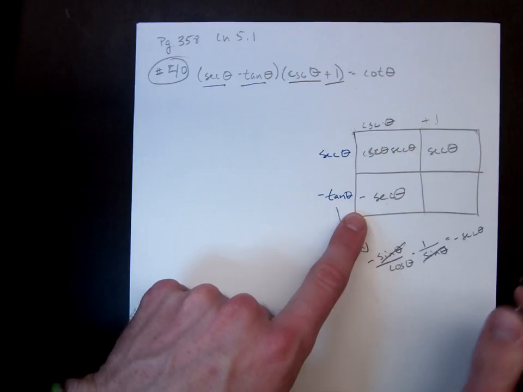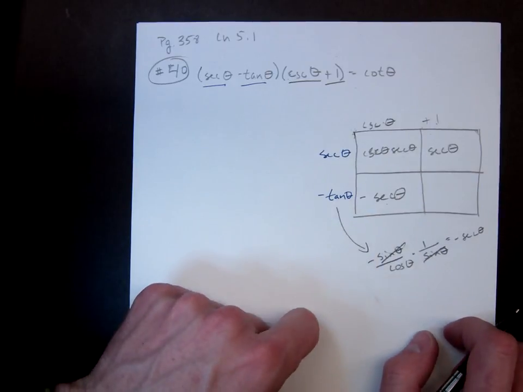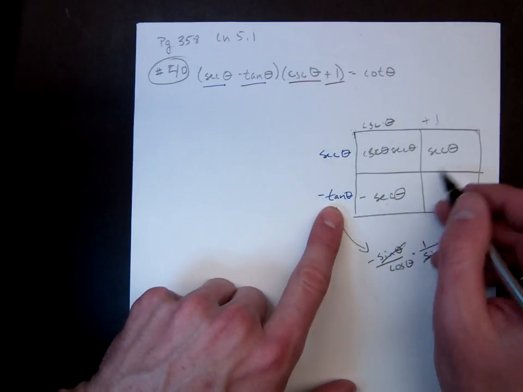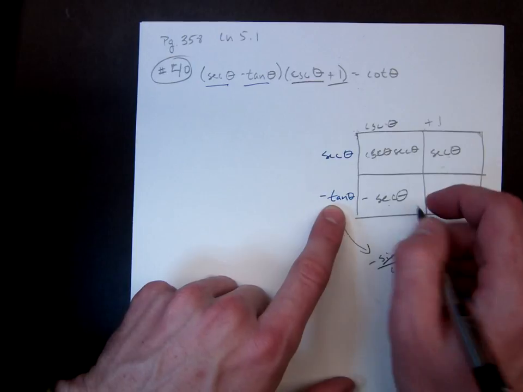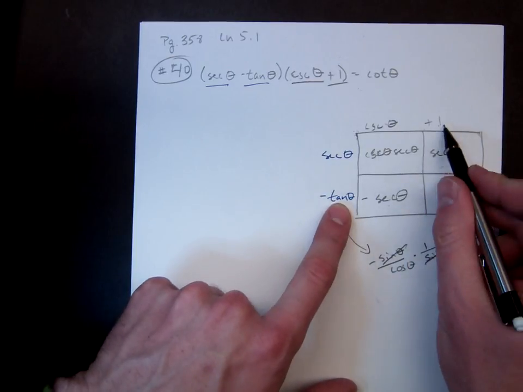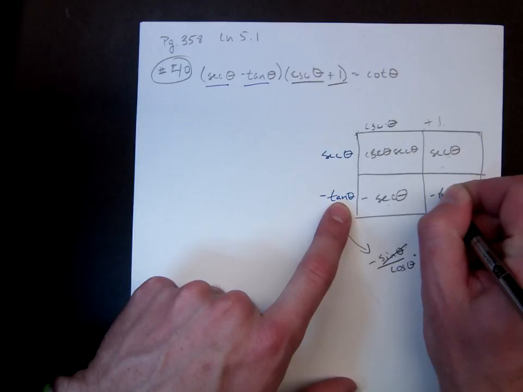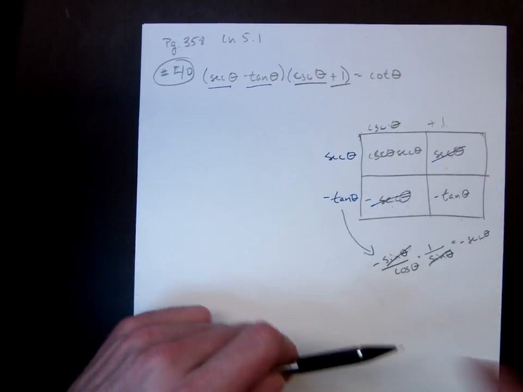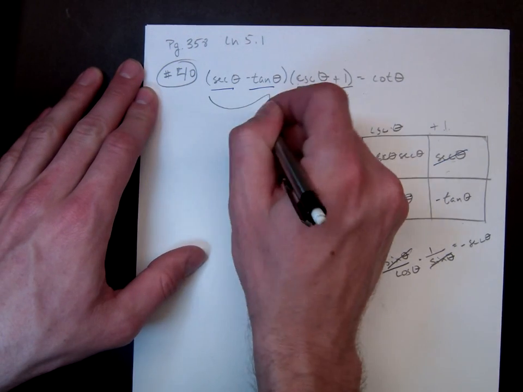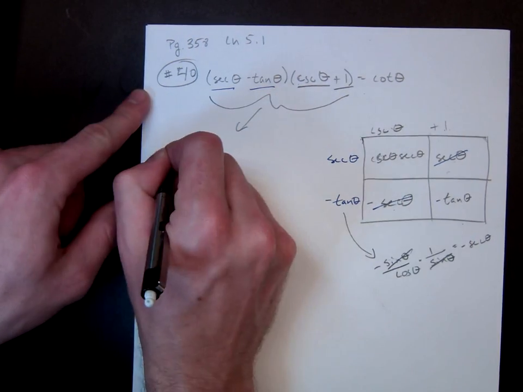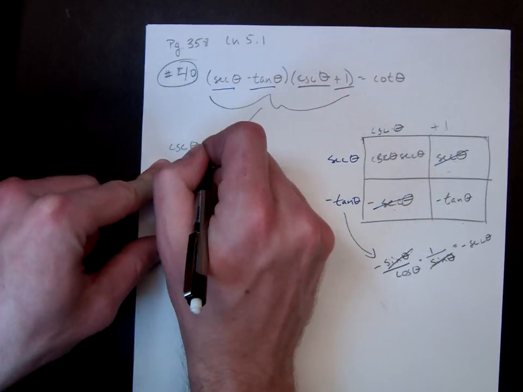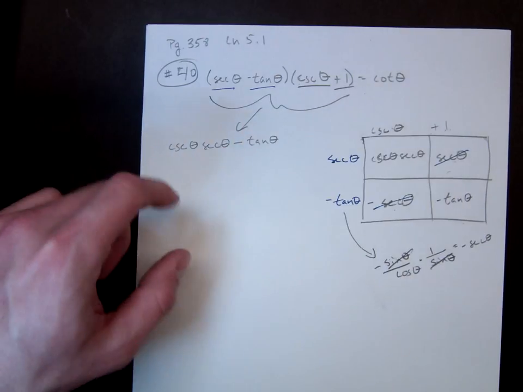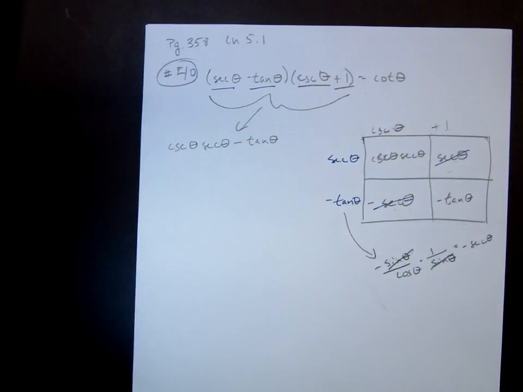Again, it's up to you where you want to do this stuff. I just think in the interest of room and simplicity, that was the best option for this particular problem. There's another reason, and hopefully you're seeing it right here, why I did that. And then the last box is just going to be negative tangent times 1, which is just negative tangent. Now hopefully you noticed that I can cancel those two boxes. And so I can rewrite this whole thing as cosecant theta times secant minus tangent.